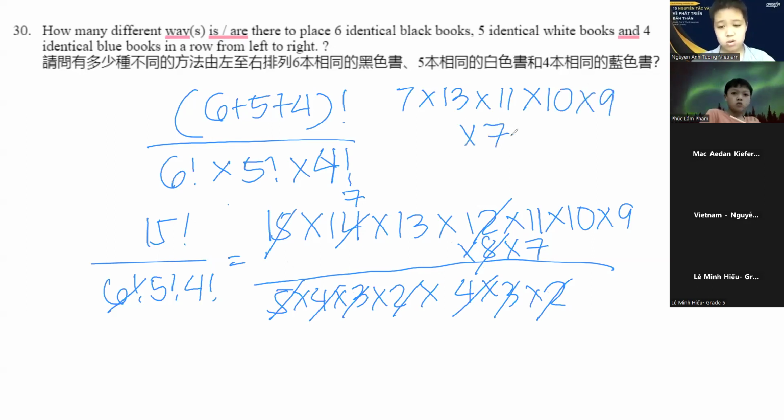And that is going to give us an answer of, if I'm not mistaken, 630,630. 7 times 13 is 91. Times 11, that's 1,001. Times 10, that's 10,010. Times 9, that's 90,090. Times 7, that is 630,630. Okay? So are there any questions for number 30?